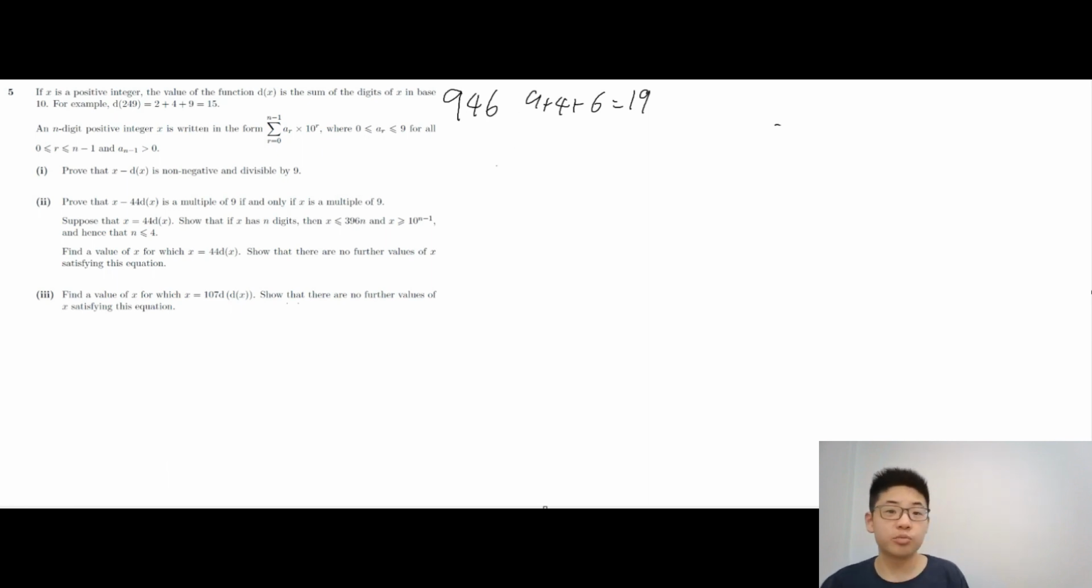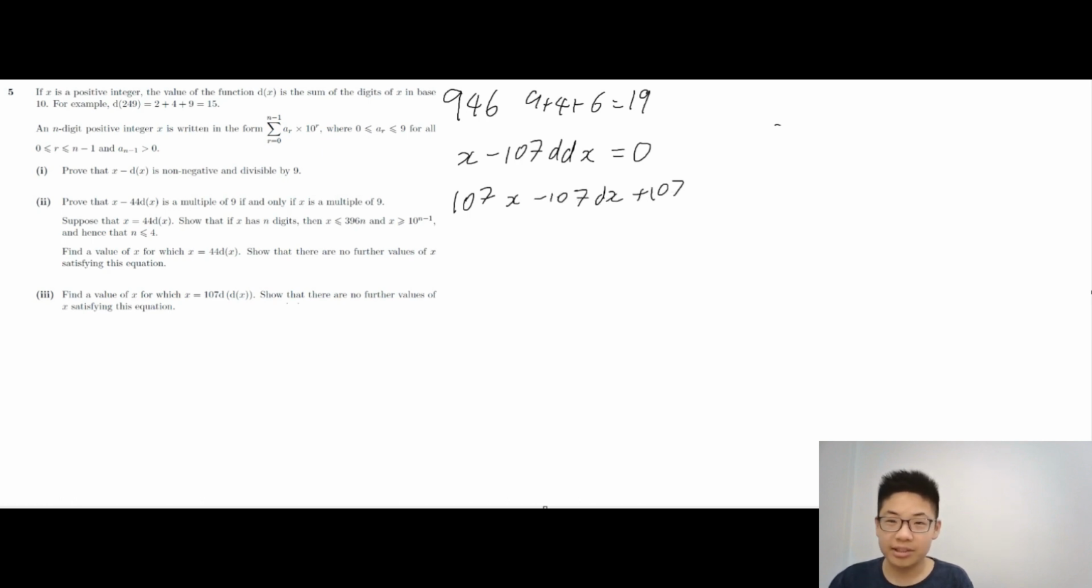Well, you can just write, let us say, x minus 107 d of x is equal to 0. I'm omitting the brackets here because it's quicker to write. So 107x minus 107dx plus 107dx minus 107ddx minus 106x equals 0. Now, as you can see here, these look like derivatives, but actually they are not. They should have been using q, which is what they have put in the answer sheet all along, because q doesn't look like a derivative.